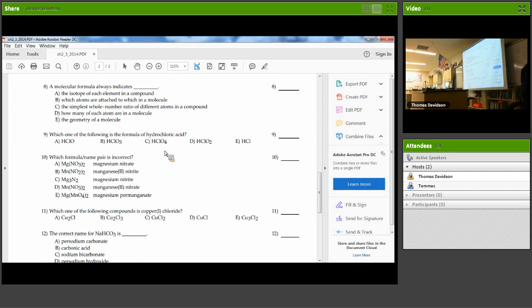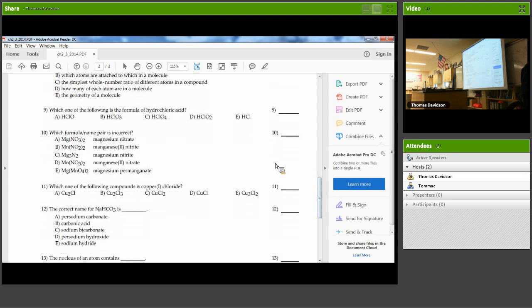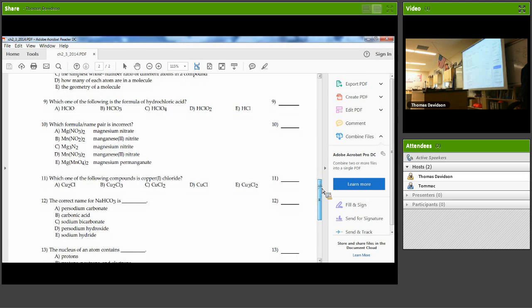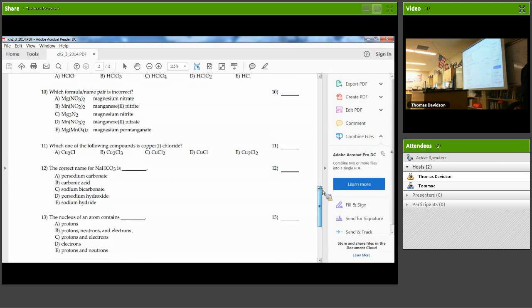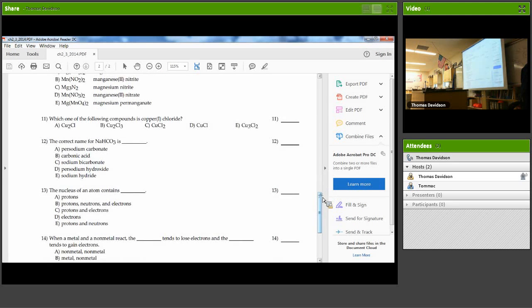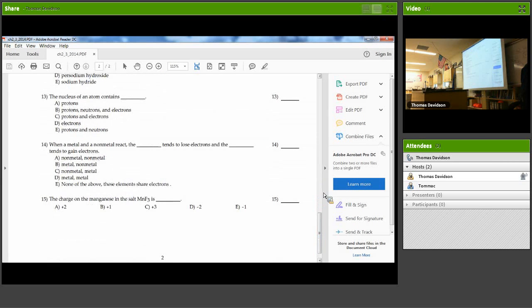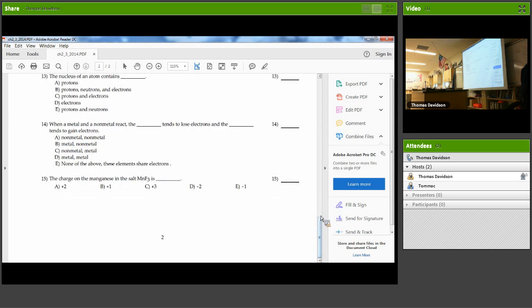HNOFClBrI. Which one is the formula for hydrochloric acid? This 10 takes some thinking, but it says which formula/name pair is incorrect? Which one of the compounds is copper 1 chloride? Correct name for that is the nucleus of an atom contains. When a metal and nonmetal react, the blank tends to lose and the blank tends to gain. The charge of manganese in the salt MnF3 is, tell your lab partner right now what the answer is.